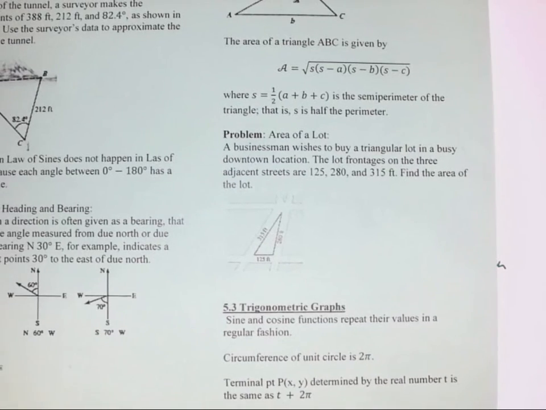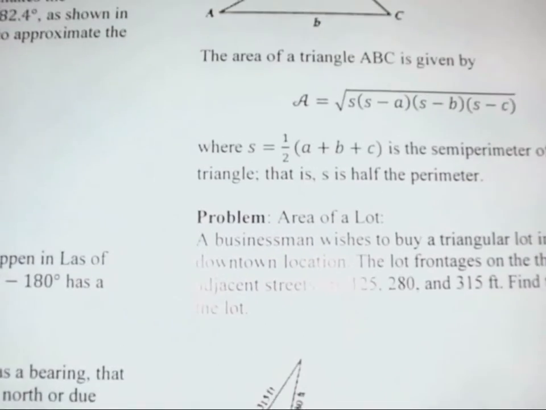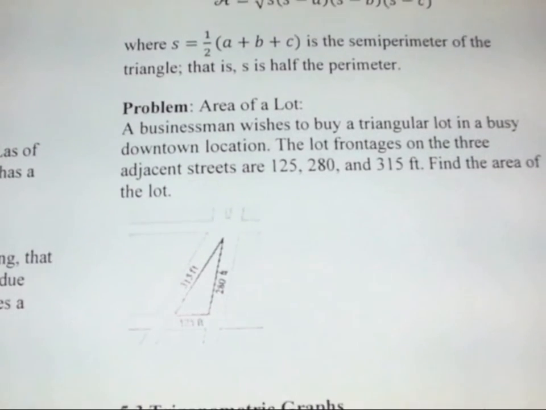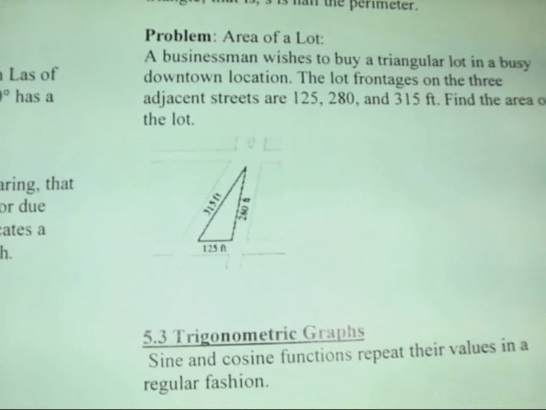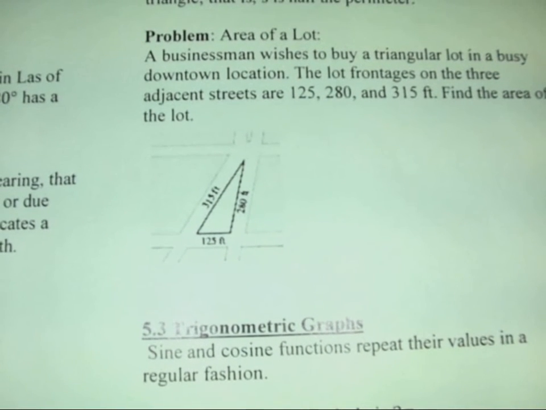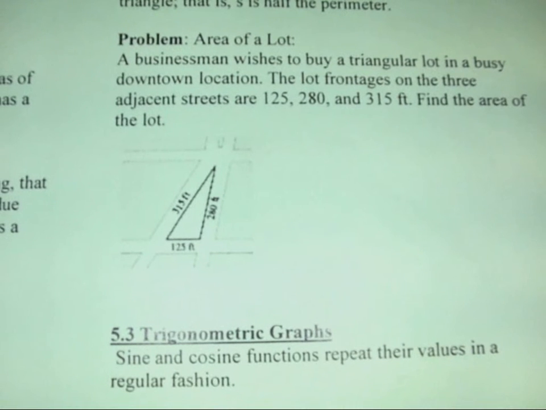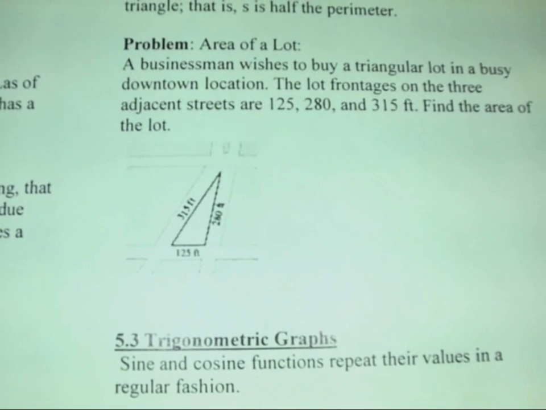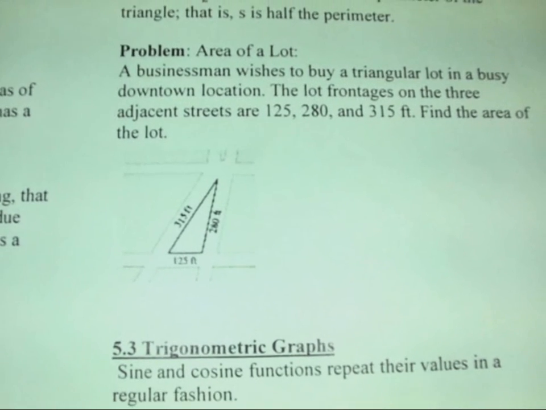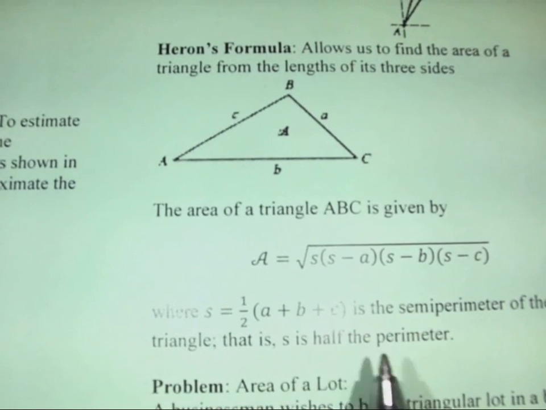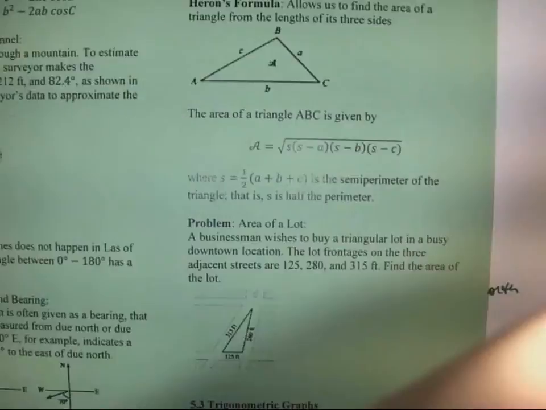So a businessman wishes, and let me zoom in just a little bit so you can see a little better. A businessman wishes to buy a triangular lot in a busy downtown location. The lot frontages on the three adjacent streets are 125, 280, and 315. We want to find the area of the lot. So here's our lot. We want to find the area of that, and we're going to use this formula here. But first we have to use this one to find the S.